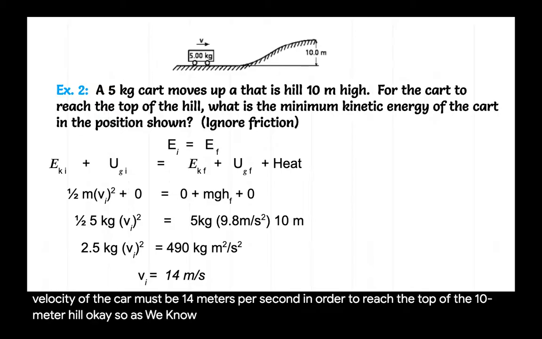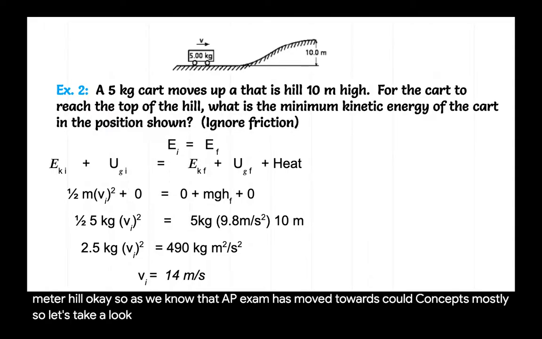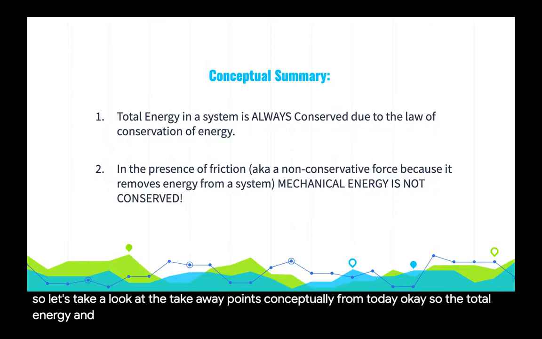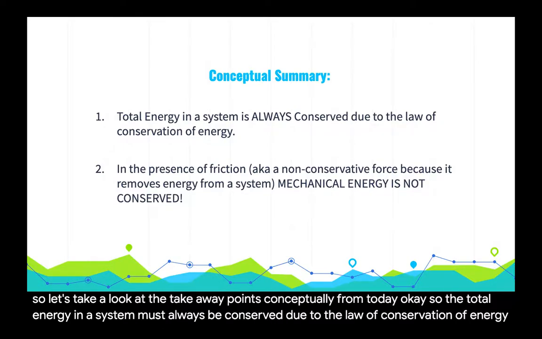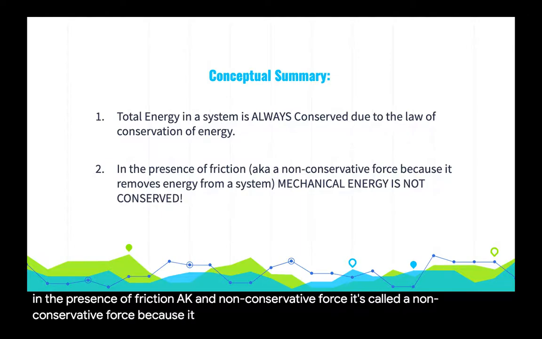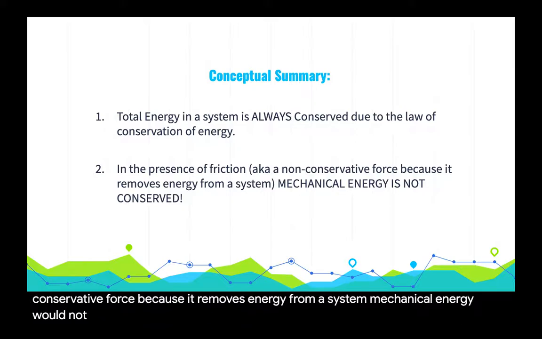Okay, so as we know, the AP exam has moved towards concepts mostly. So let's take a look at the takeaway points conceptually from today. Okay, so the total energy in a system must always be conserved due to the law of conservation of energy. In the presence of friction, aka a non-conservative force, it's called a non-conservative force because it removes energy from a system, mechanical energy would not be conserved, but the total energy would still be conserved.